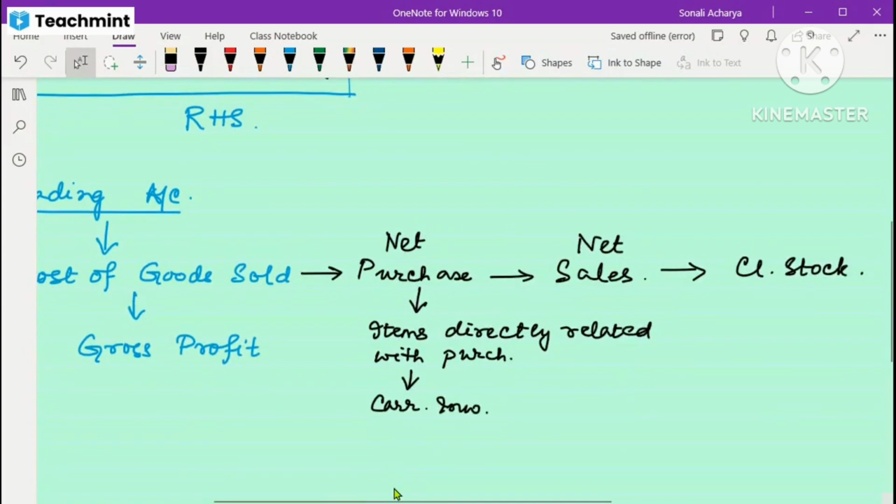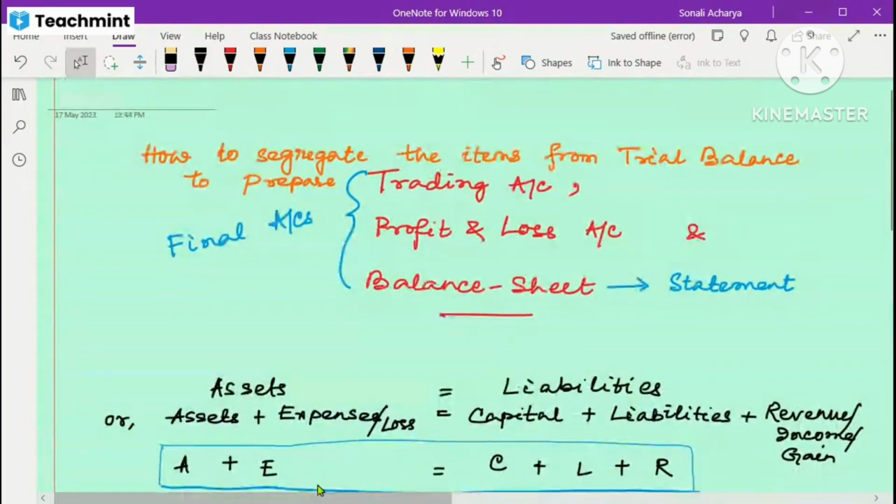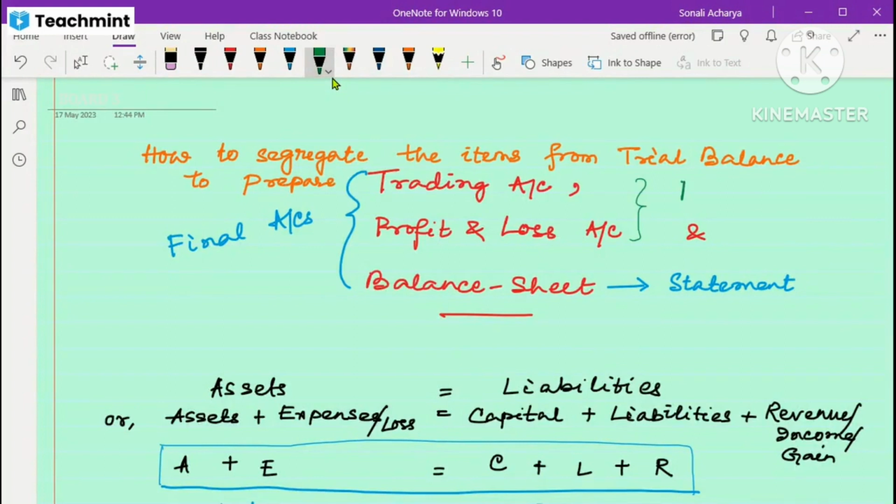So as trading account is a nominal account, look, here these two accounts are nominal accounts. These two are nominal accounts. That means expenses, losses, income, gain, any type of this will appear in these two accounts.